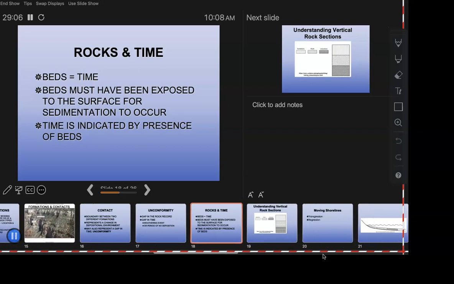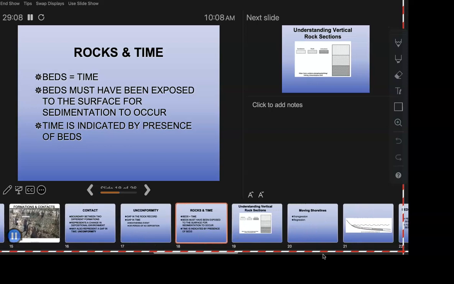So, if I haven't said it enough, like 17 times already, rocks equal time. While they were accumulating, life was going on around them, in them, through them. And again, it takes time for those to build up, for those to wear away, for more rocks to build up on top of those. Okay? Rocks equal time.